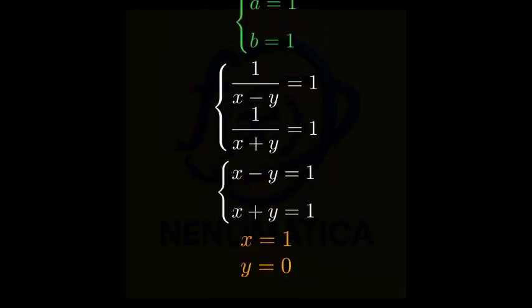Final step. Add the two equations to get 2x equals 2, so x equals 1. Substitute into x plus y equals 1 to find y equals 0. Therefore, x equals 1 and y equals 0.